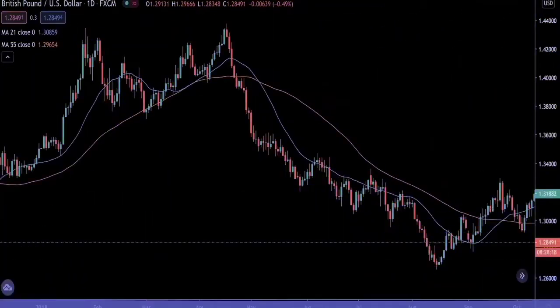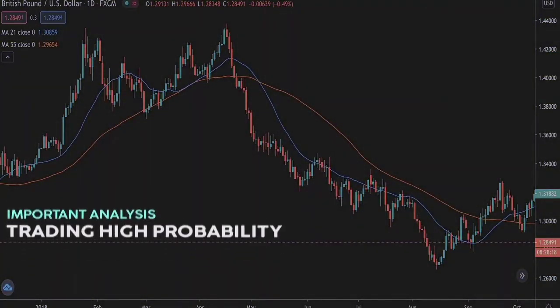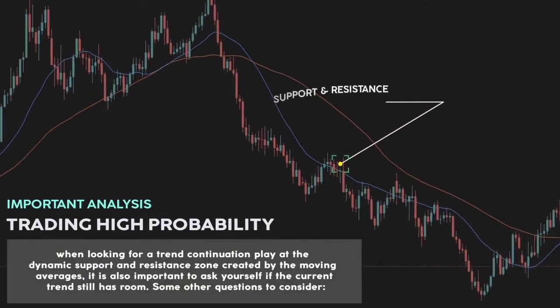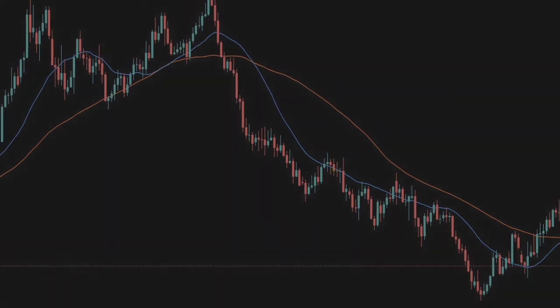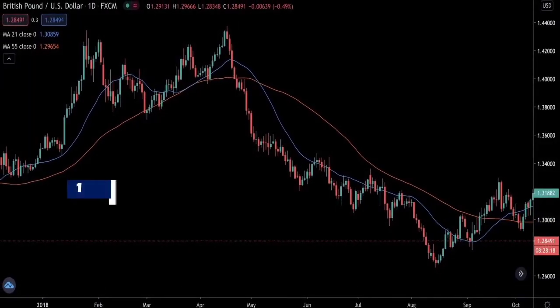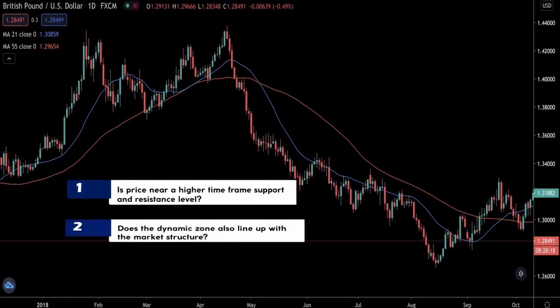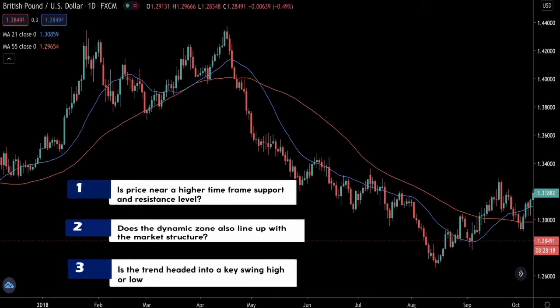Next, we need to add other filters into our analysis to ensure that we are only trading the high probabilities. As mentioned earlier, when looking for a trend continuation play at the dynamic support and resistance zone created by the moving averages, it is also important to ask yourself if the current trend still has room. Some other questions to consider. Is price near a higher time frame support and resistance level? Does the dynamic zone also line up with the market structure? Is the trend headed into a key swing high or low point? These questions will help you build an overall understanding of the market and help you find high probability trades.